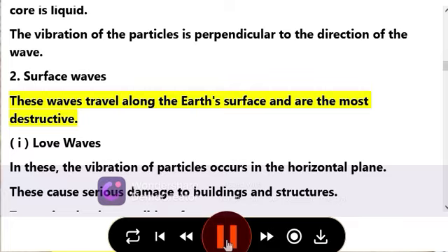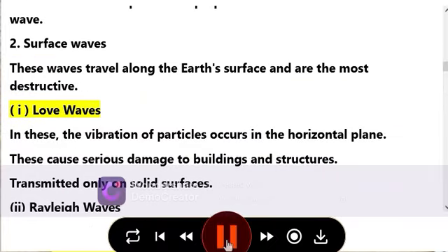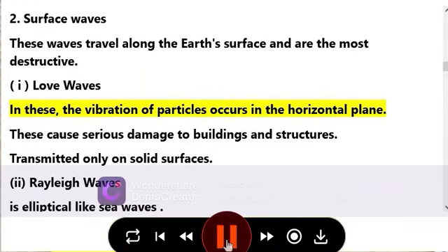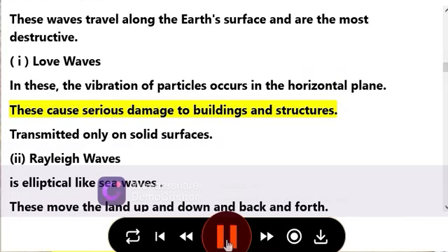B. Surface waves. These waves travel along the Earth's surface and are the most destructive. 1. Love waves. In these, the vibration of particles occurs in the horizontal plane.